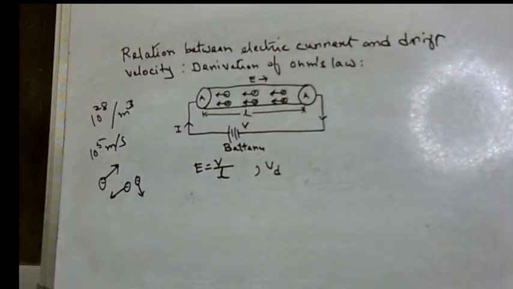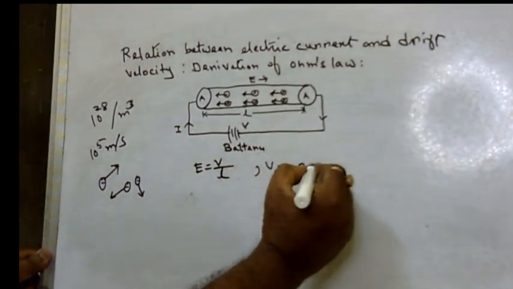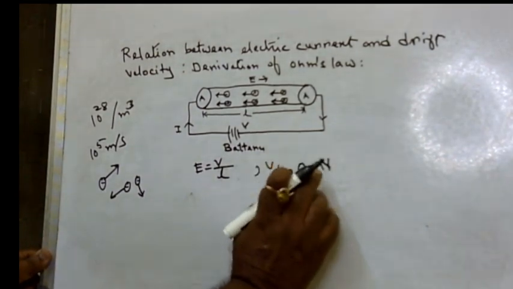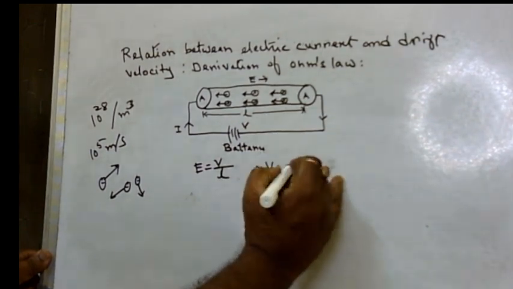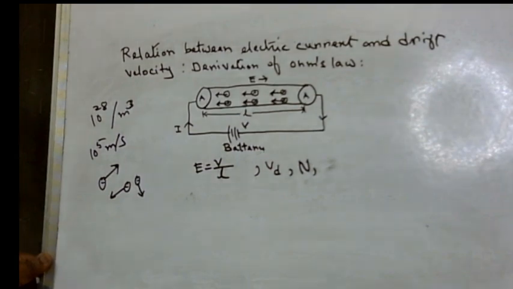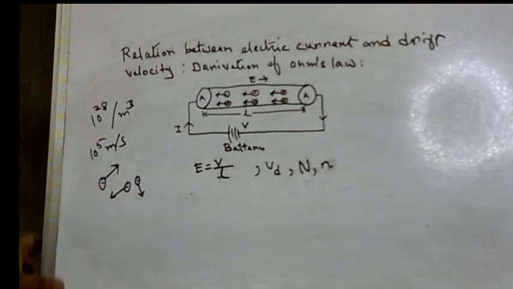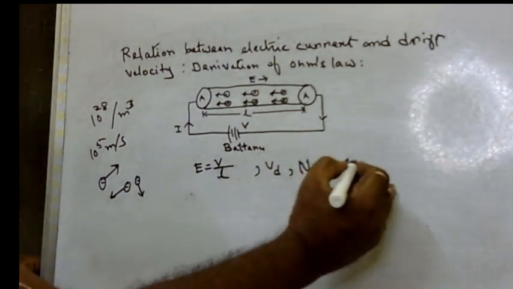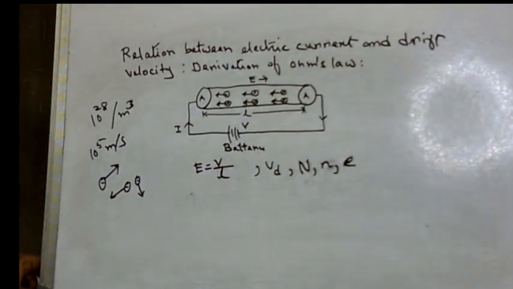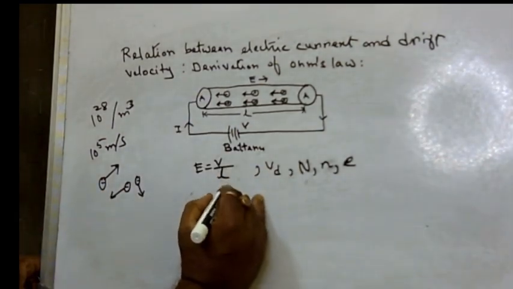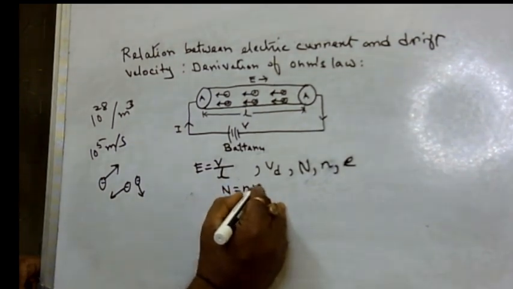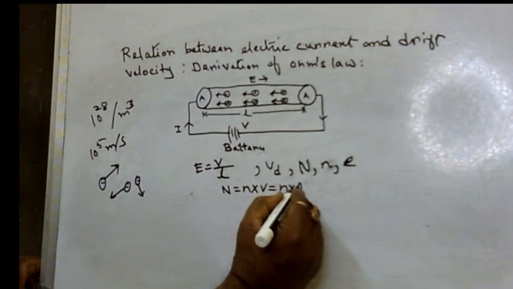Now let the number of electrons per unit volume, or electron density, be small n. First of all, we take the total number of electrons as capital N, and the electron density, or number of electrons per unit volume, as small n. Also the charge of an electron as small e. Therefore, the number of electrons in the entire length L of the conductor, that is capital N, is equal to small n into V, which is equal to small n into A into L.